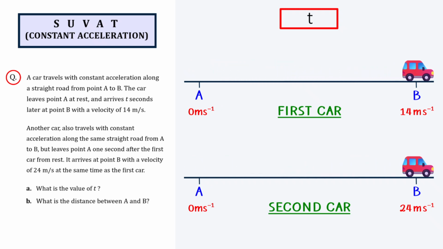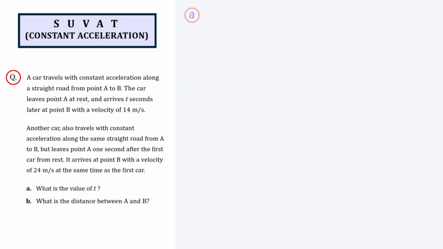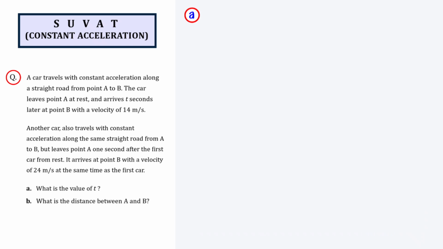Okay, so notice that the distance travelled by both cars from A to B is the same. And although the second car leaves 1 second after the first car, they both arrive at point B at the same time t. So now we've got an idea of what's happening, let's make a start at answering part A. So we need to find the value of t, or the time it takes the first car to arrive at point B after leaving point A.